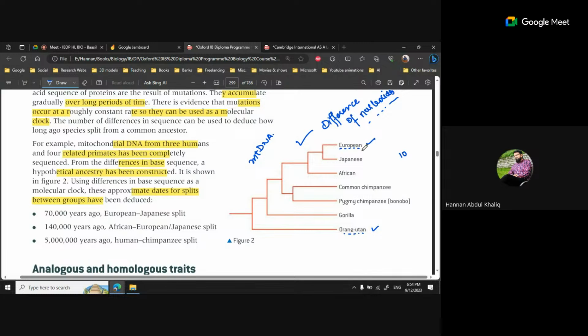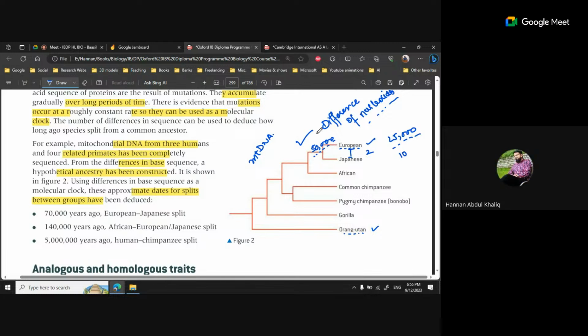Let's say there is only a difference of two nucleotides between the European man and the Japanese man. What does it mean? When did they split? One mutation occurs in 25,000 years, so two mutations would be 50,000 years. It means they separated from each other around 50,000 years ago.